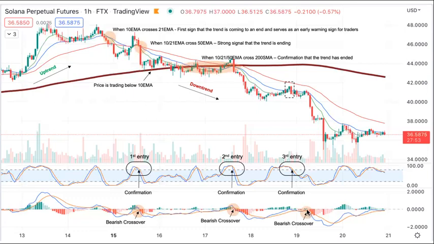Then enter here, or you can enter some here. Then when there's a confirmation here, you DCA in. You open another position here. So you've got two positions, you've got more money in the trade. Either way works.